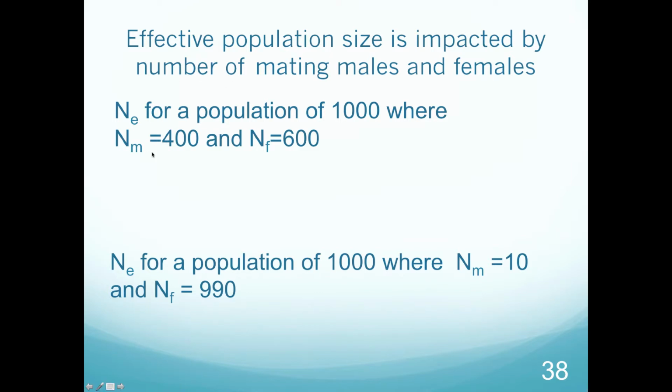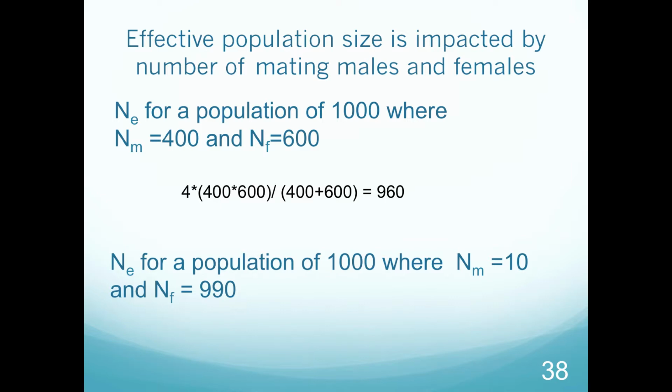Try doing this calculation for an effective population size of 1,000 where there are 400 breeding males and 600 breeding females. Then try doing the effective population size calculation for a population where there are only 10 breeding males and 990 breeding females.